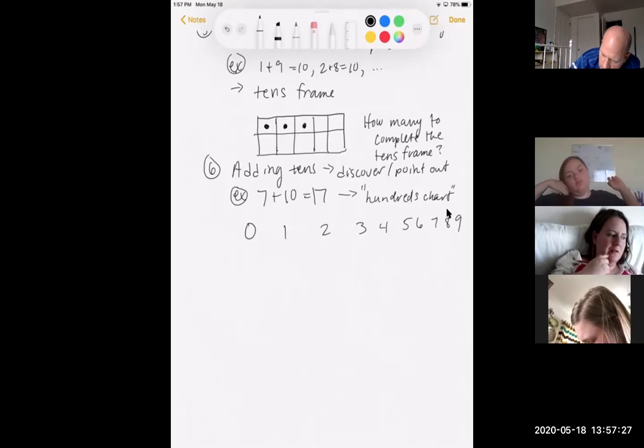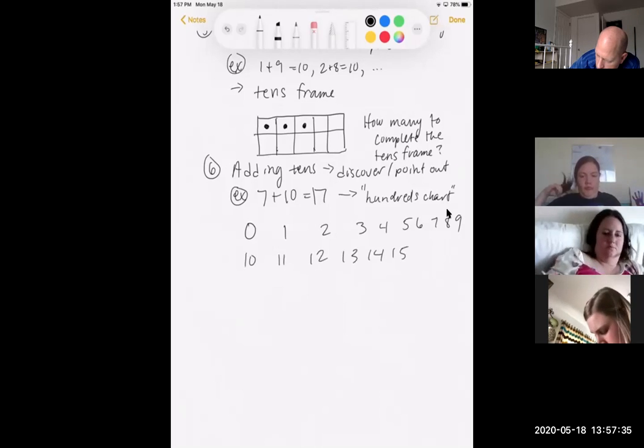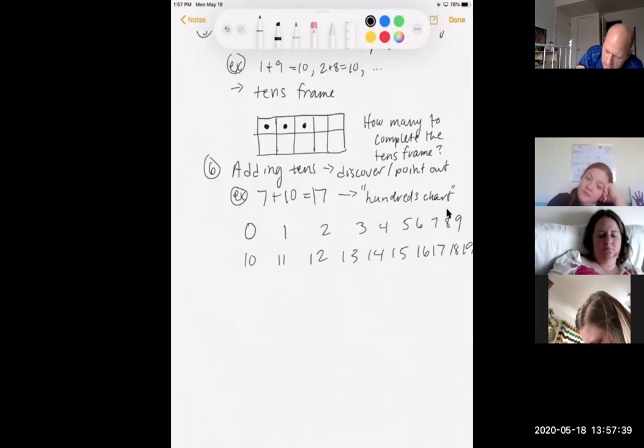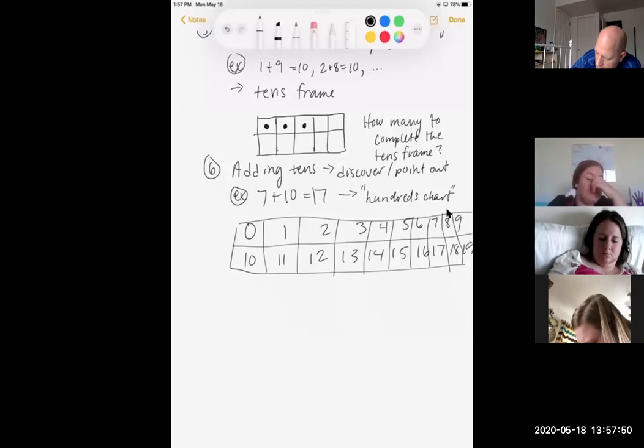Here, you have all the numbers in a row up to 9 or 10, depending on where you start. It's also kind of in a chart too, where they have these types of things. And it continues on forever.